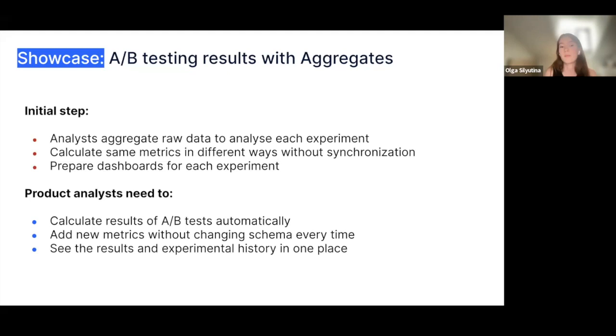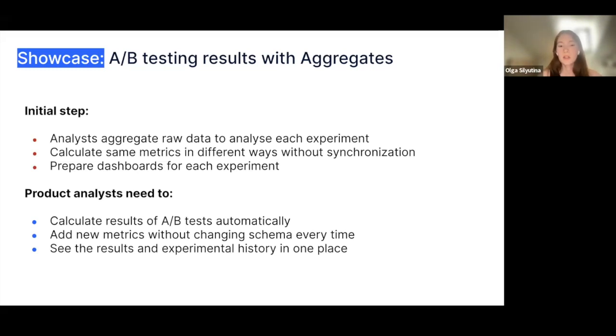And if you have, for example, more than one analyst, they can calculate metrics differently, and they can make some mistakes because of that. Also, you need to prepare dashboards for each experiment just to show the results to the business stakeholders. And all of it, if you have a lot of experiments, takes so much of analysts' time that we needed to automate it.